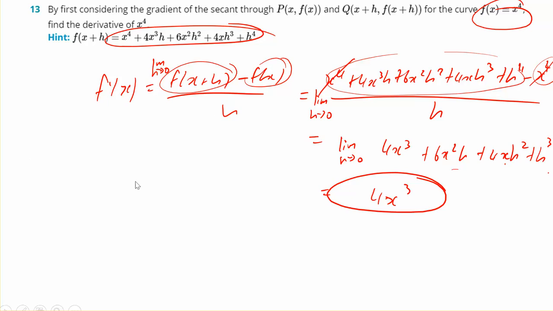So remember, you always have to put the limit until the very end. Okay, at the very end, you do not put a limit. Okay, you just write the answer. So hopefully that helps.